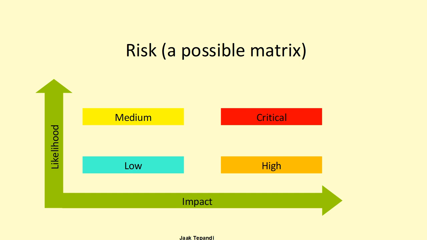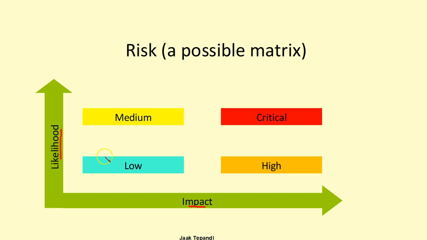If we characterize risks, then a typical matrix for risks is likelihood, that is, how likely the risk is, and its impact. Impact may be low, average, or high, and likelihood may also be low, average, or high, so this is three degrees of likelihood and impact. We might also have five or so.